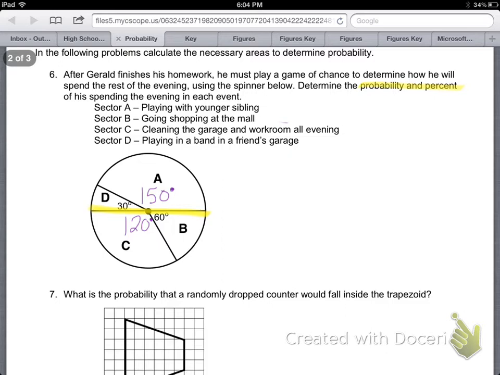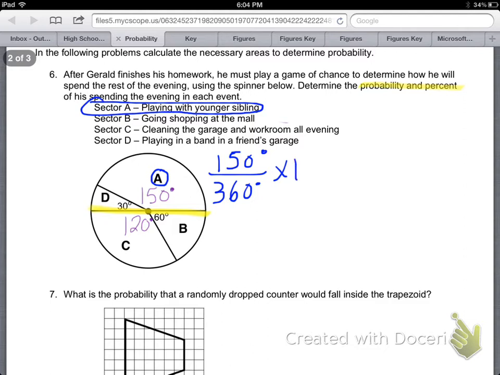Now we can easily figure out the percent and probability. For A, we know it's 150 degrees of the full 360, right? Because the full circle is 360. So 150 over 360, and it's easier if you already put times 100. And that gives you the percent: 41.6%. So that is the percent.